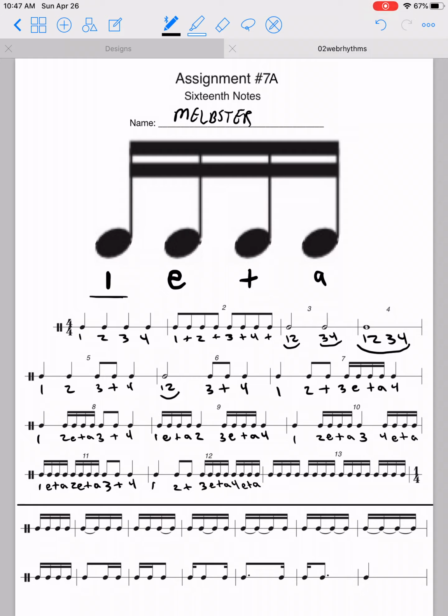Take a moment, look at measure 13. Write in what you think are the correct counts underneath those notes in measure 13. I'll give you about 15 seconds.